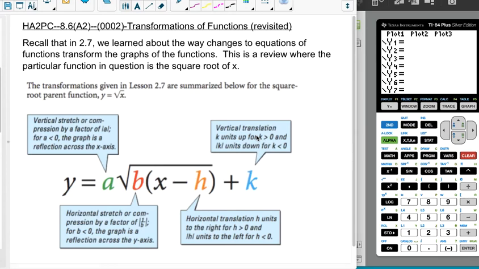All right, this is Honors Algebra 2 and Pre-Calculus. We are doing 8.6 in Algebra 2. We're going to do a revisit of transformation of functions. This is the second video in this particular section.